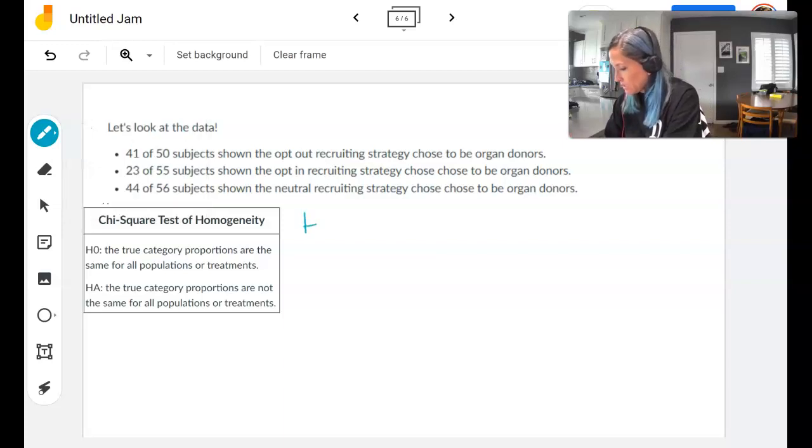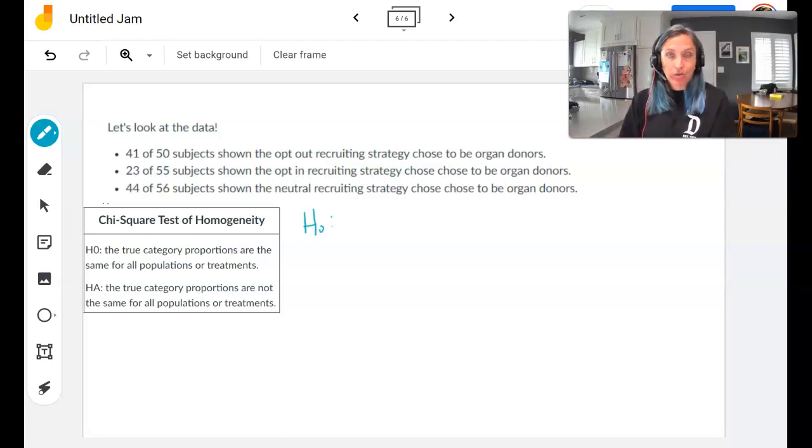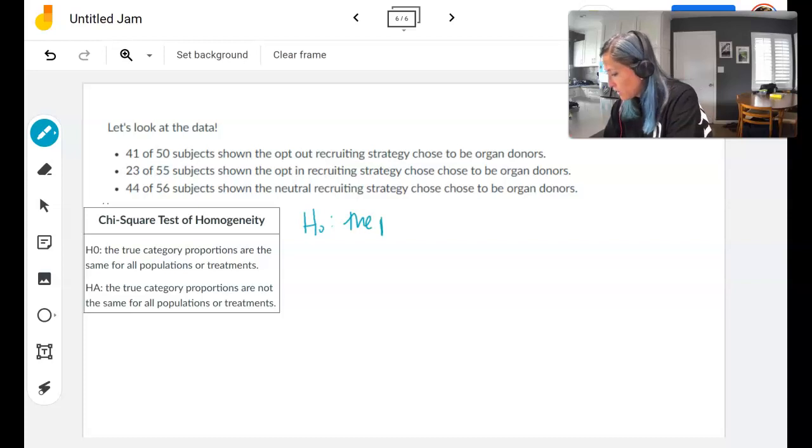So in this case, our null is that the category proportions are the same for all populations or treatments. And of course, we don't want to leave it this generic. We want it to fit our situation and be something that someone could understand the context of the study. So the proportions of subjects. I guess I don't really want to say subjects.